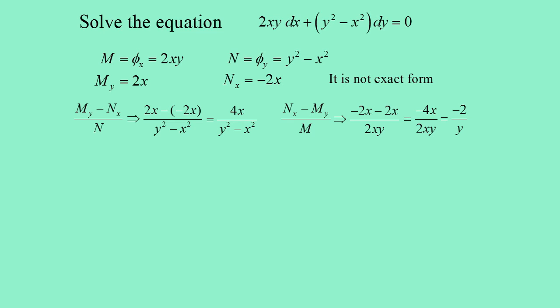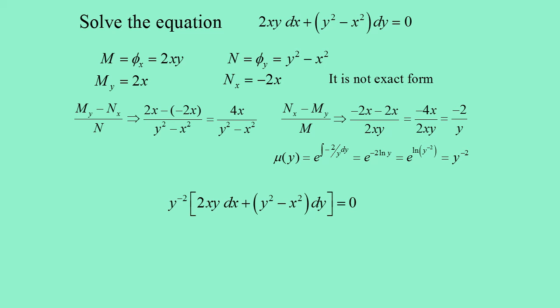We need to find the integrating factor to put it into exact form. So we'll do the integrating factor by doing e to the integral of negative 2 over y dy. So our integrating factor comes out to be y to the negative 2. So we multiply the original differential equation by y to the negative 2, and we have a differential equation that's in exact form.